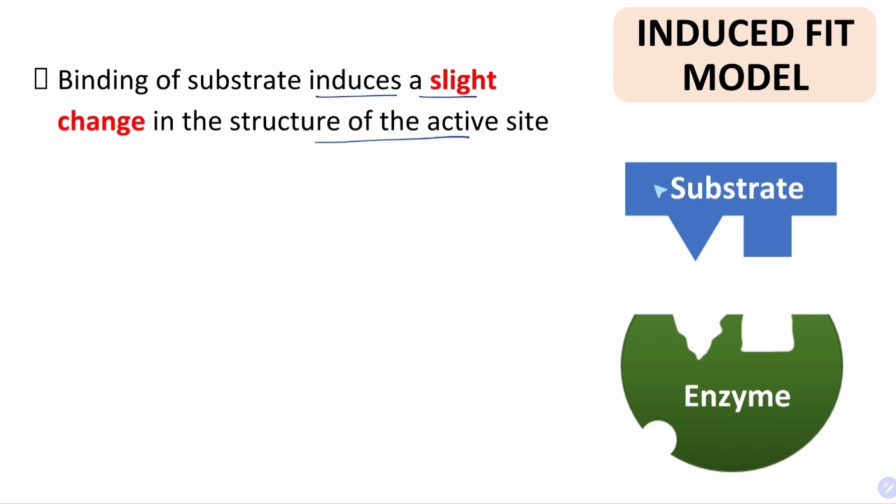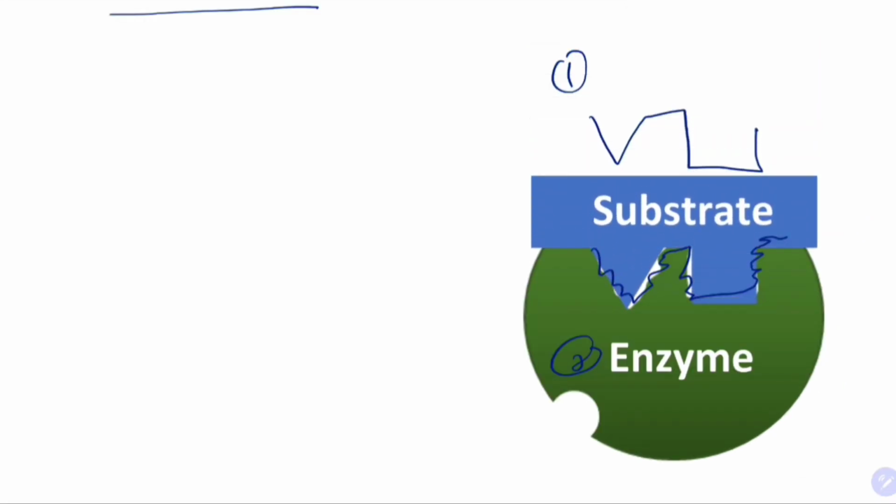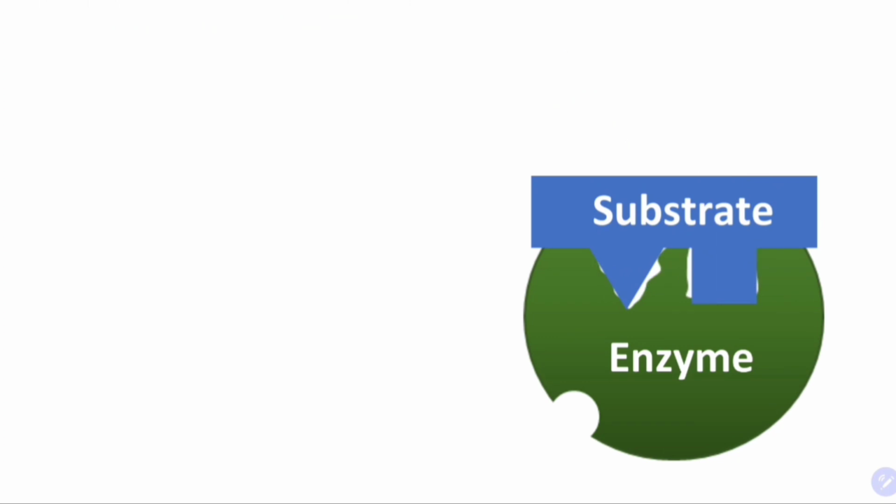So here we can see a substrate and its enzyme, and we can also see that the structure of the substrate is not exactly complementary with the active site of the enzyme. Once the substrate binds to the active site of the enzyme, this binding will induce a slight change in the structure of the active site. Now we can see that the structure of the active site has changed slightly to fully become complementary to the structure of the substrate.